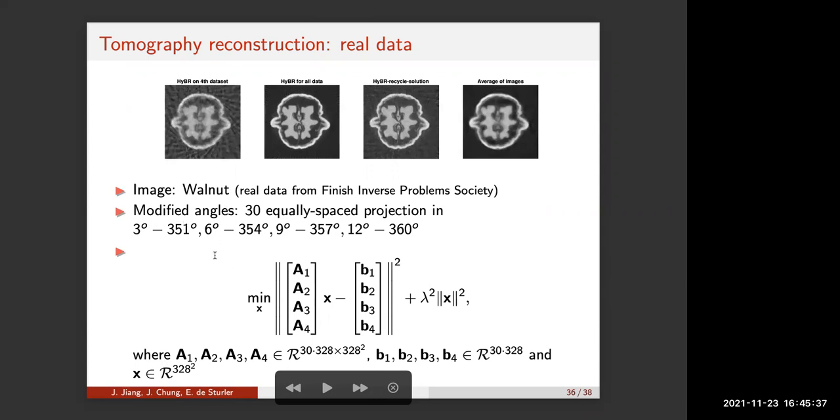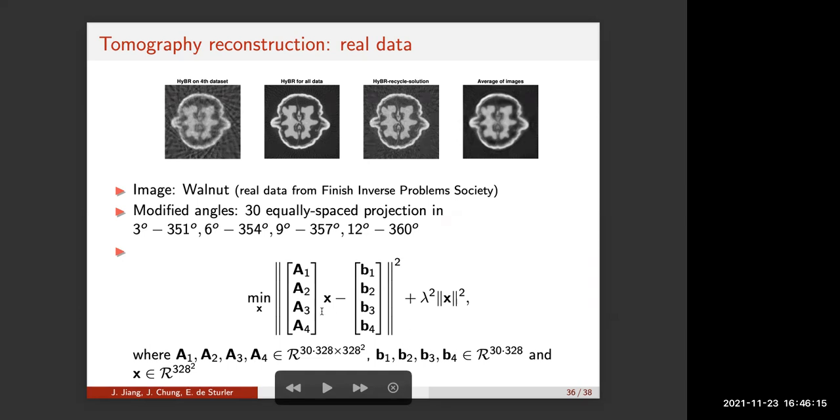And the walnut is a modified angle problem. In some CT scanning cases, we cannot do the scanning degree by degree. Sometimes we need to do sparse CT, which means we need to jump, like here we do degree 3, degree 5, degree 7, so we need to do some jumps. So we call it the modified angle problem.